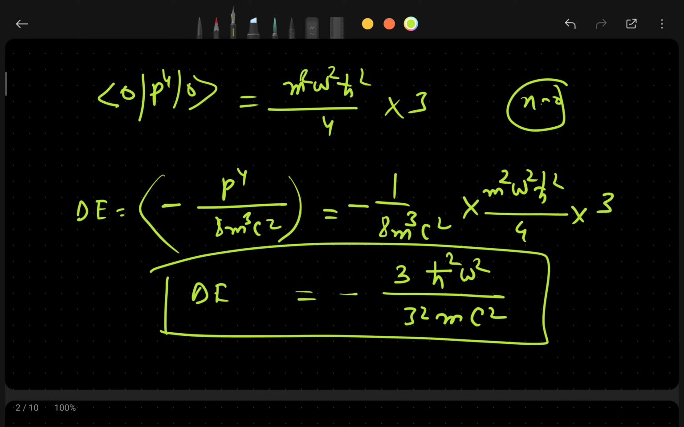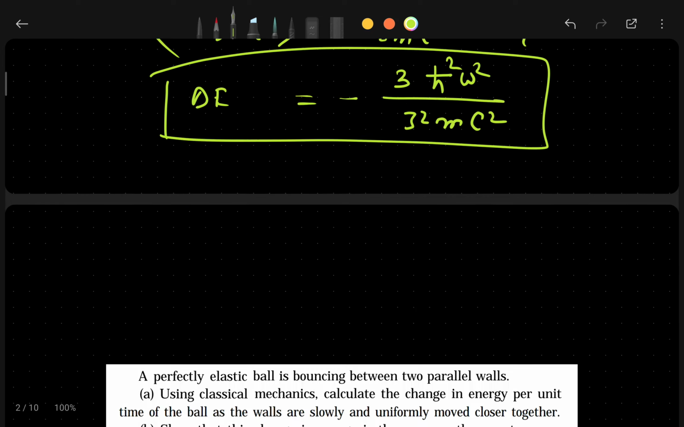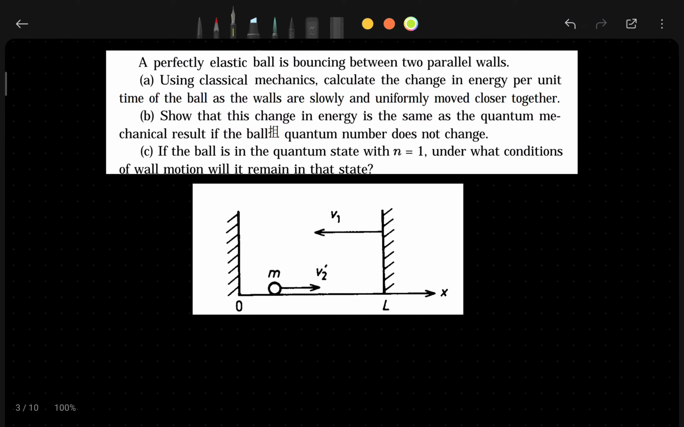This is the energy correction. Now question number 2. A perfect elastic ball is bouncing between two parallel walls.